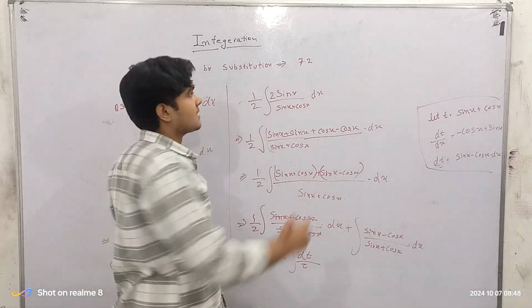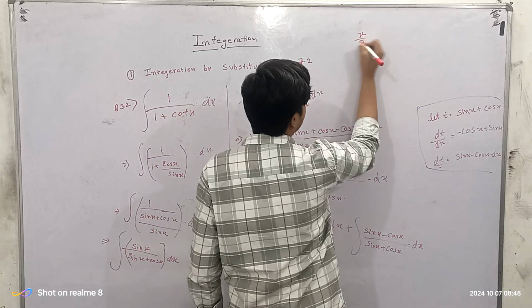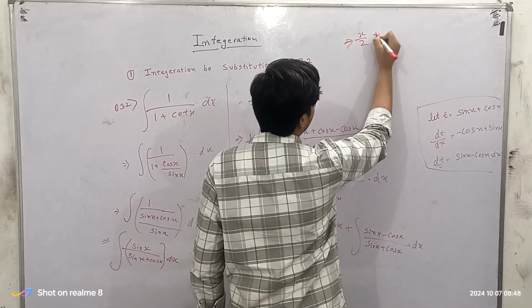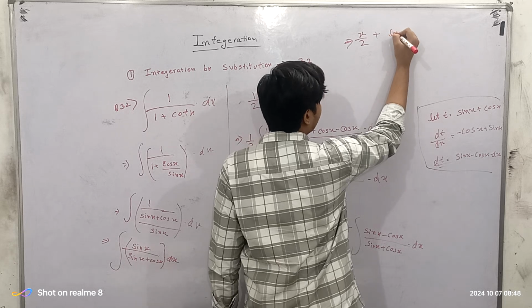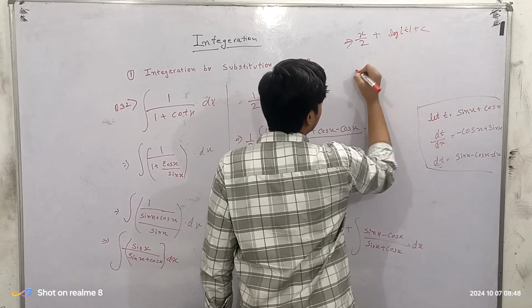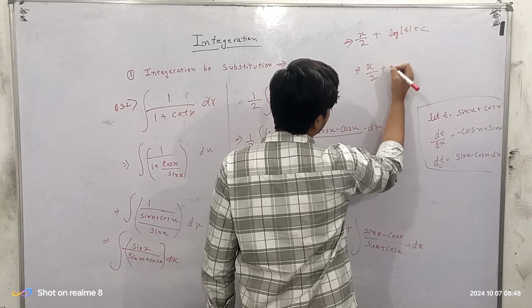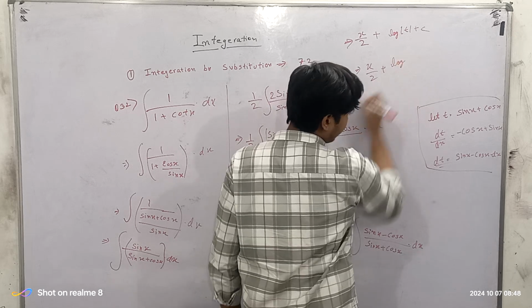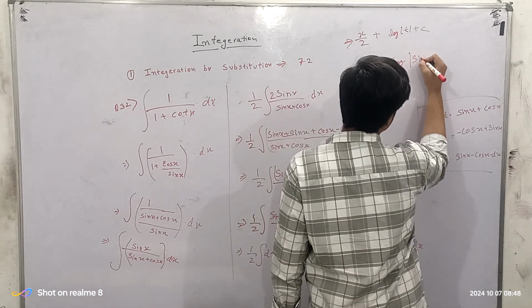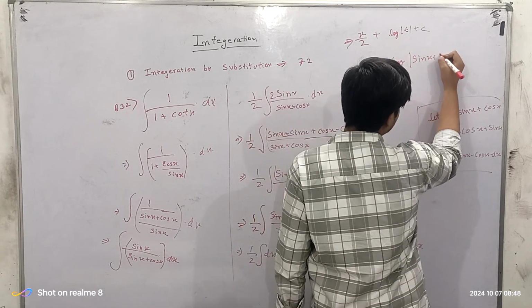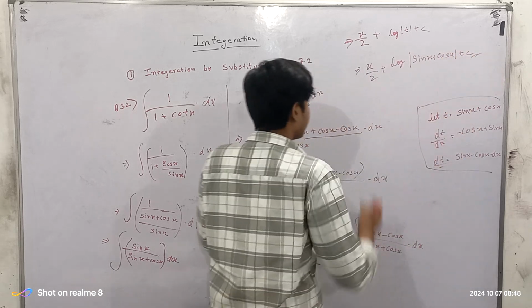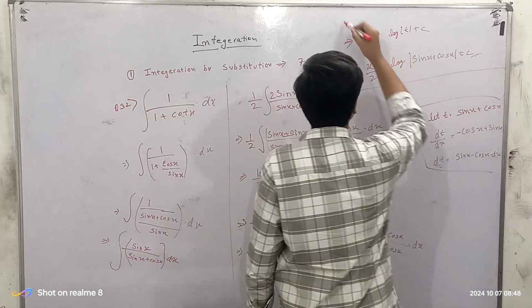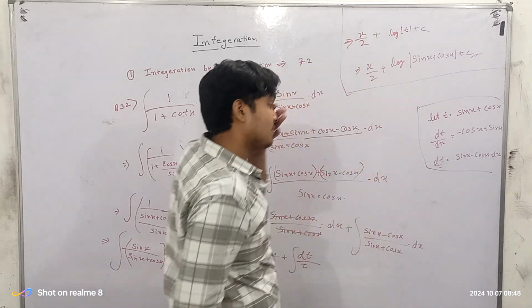The integration of dx gives x by 2, plus the integration of 1 by t, which is log t, plus c. So x by 2 plus log of t, where we have taken t as sin x minus cos x, gives x by 2 plus log of sin x plus cos x, plus c. This will be the answer of this question.